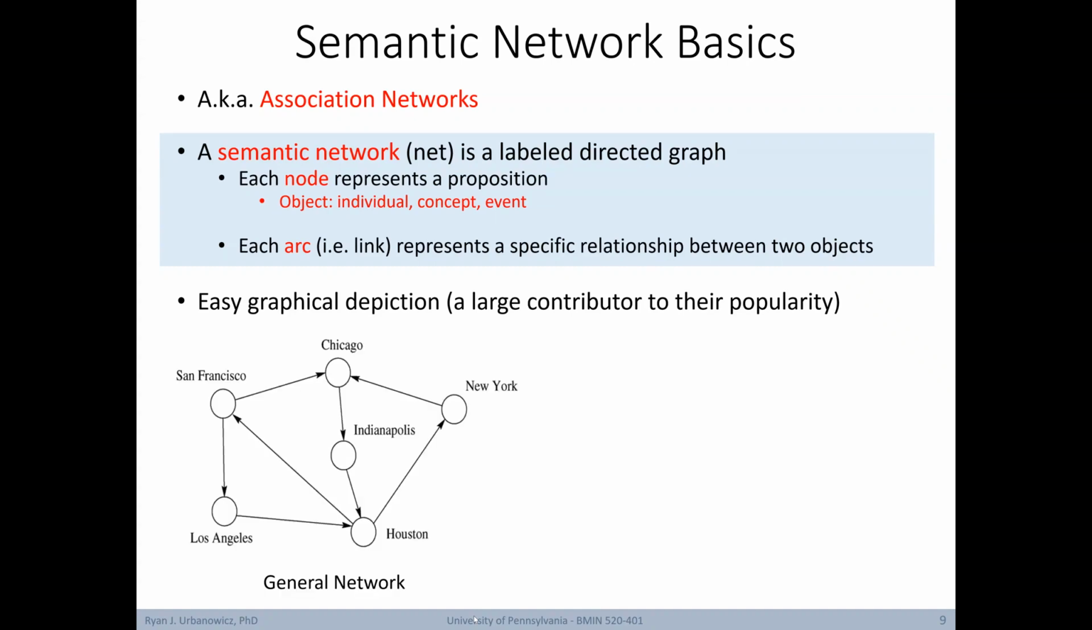Here's an example of just a generic network. There's not a lot of meaning that can be derived from this, other than that there are connections between cities. This fits the definition of a network in general. We have nodes and arcs, or edges.